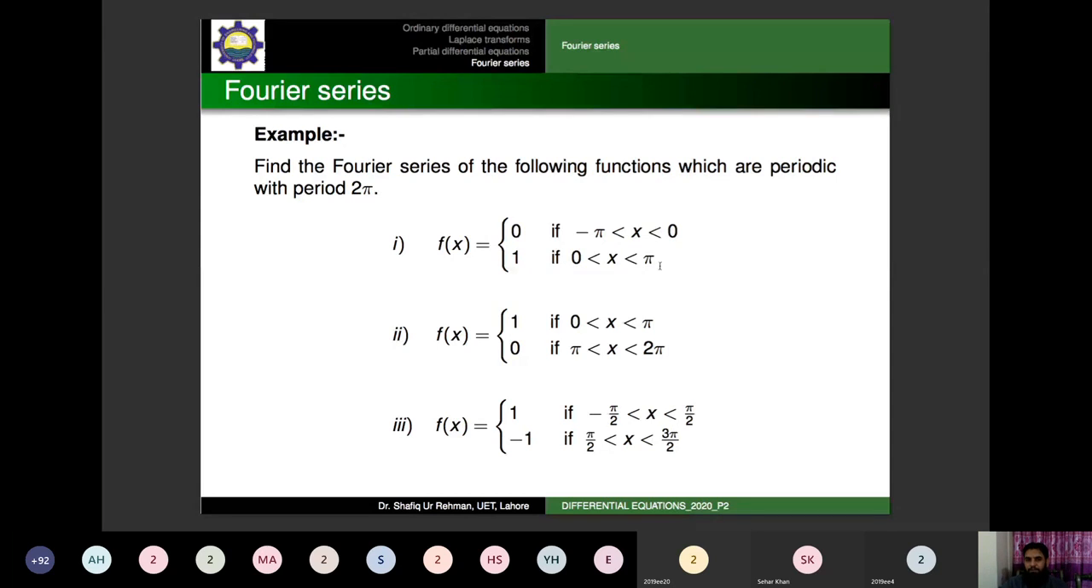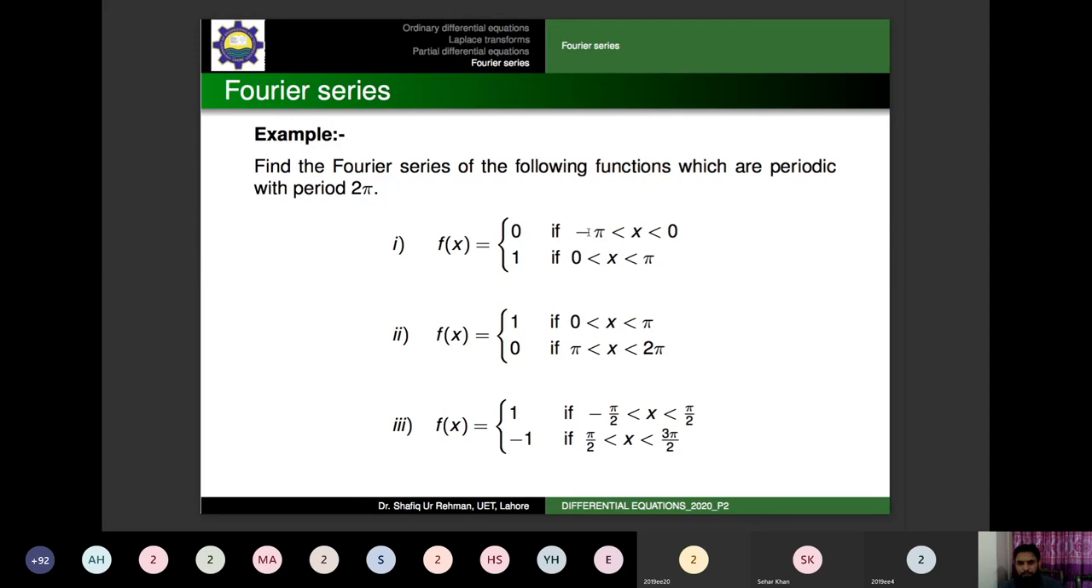So how do we observe the period of f of x? Since it's piecewise and two pieces are there, you need to take the smallest and the largest value. The largest value, or the upper bound, is going to be pi, and the least value, or the lower bound, is going to be minus pi. So pi minus minus pi. In this way, you will see that the length is going to be 2 pi. So it is periodic with period 2 pi.